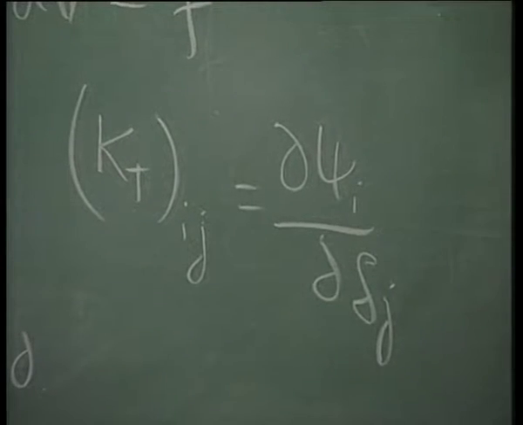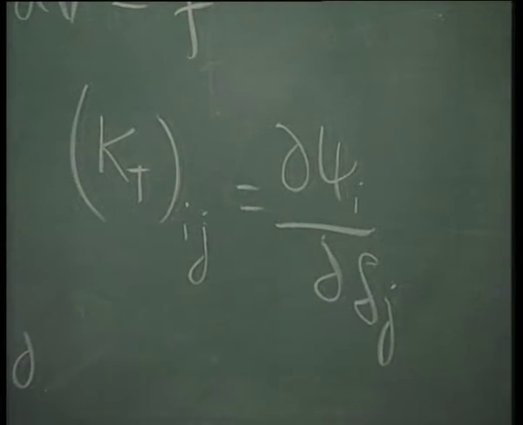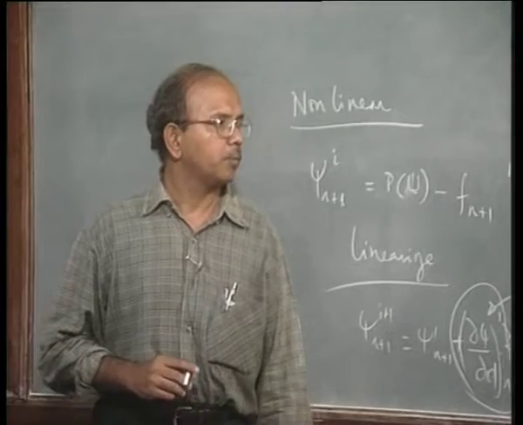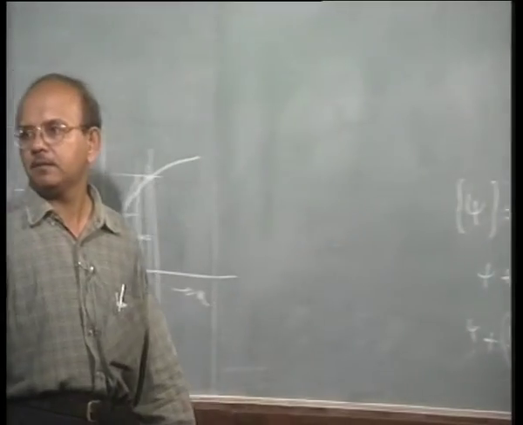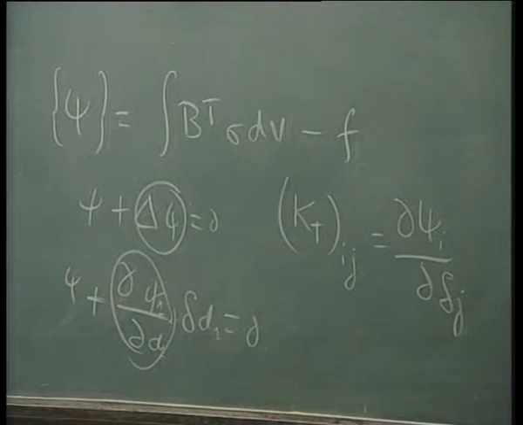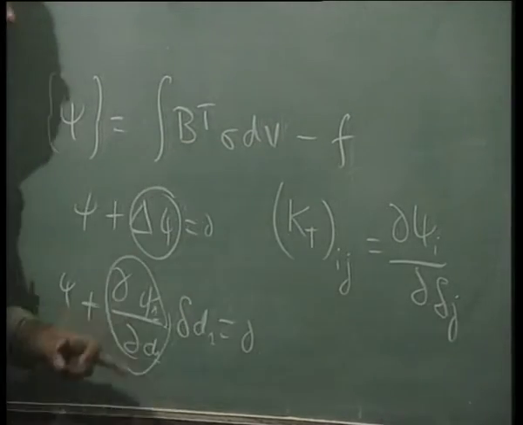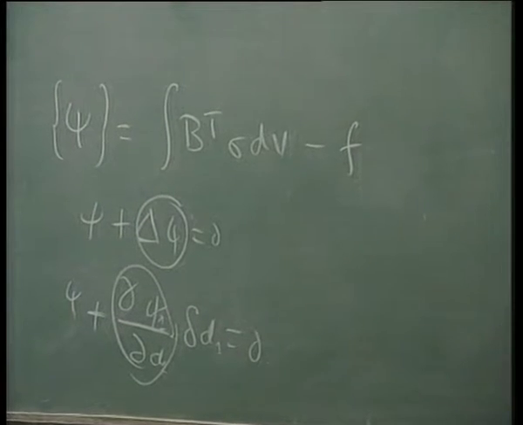Is that clear? It's nothing but Taylor series with the number of variables, d1, d2, d3, etc. Right? Any questions? Okay. Now, how do I do this trick here? How do I get now the KT matrix knowing this? That's all. Any clues?